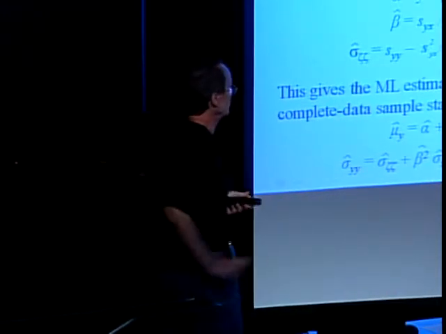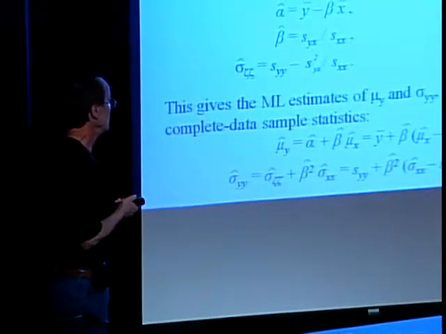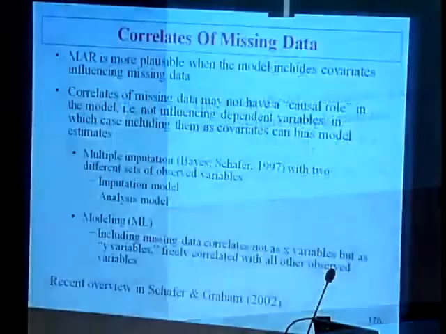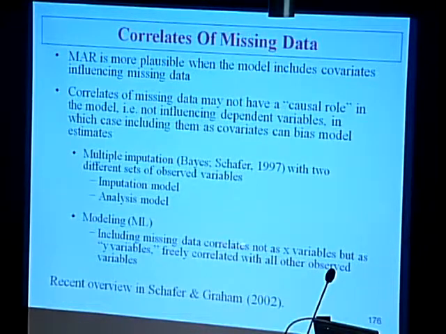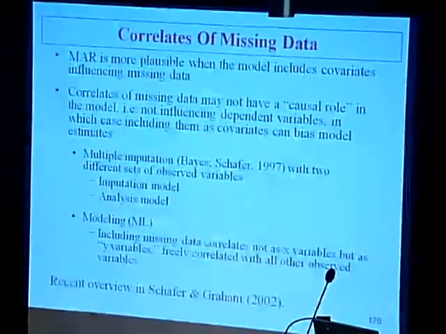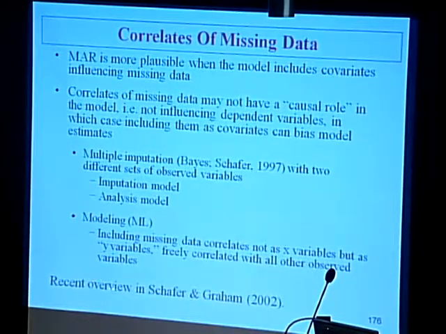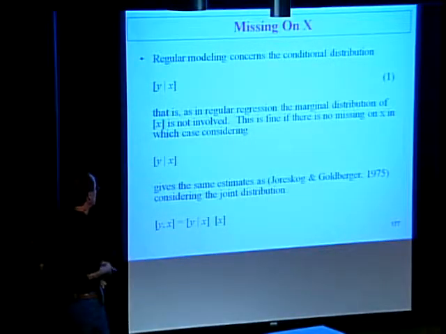Now, staying with the maximum likelihood framework, you can include these missing data correlates. I call them correlates. That is, variables that don't have a substantive role in the model, but only have a missing data role. Not as X variables that we talked about up here, but as Y variables, freely correlated with all other observed variables. There's a recent overview of these kinds of techniques in Schafer and Graham, 2002. It's, again, a Psych Methods article that you can take a look at.